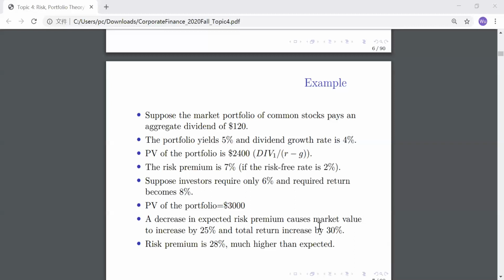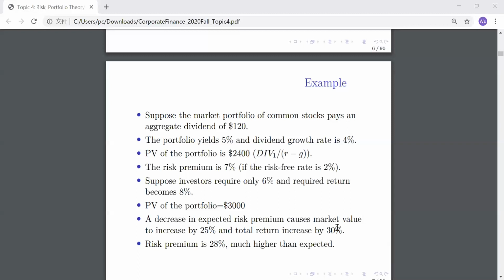In that case, the total return increases as well, by 30%. So how do we get this 30%? It's the 25%, which is the market value increase, plus the 5%, which is the initial yield, right? So 5% plus 25% gives you 30%. That's the total return.